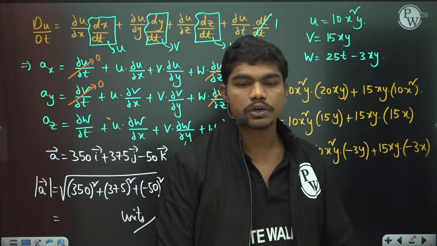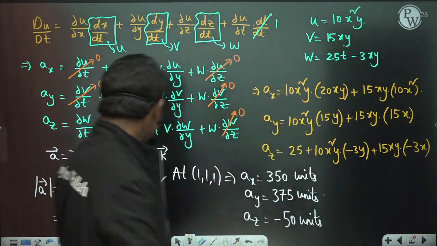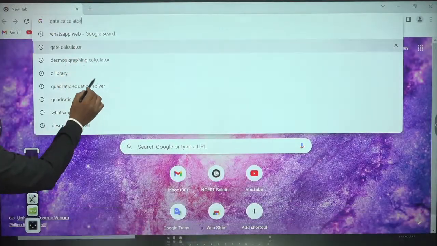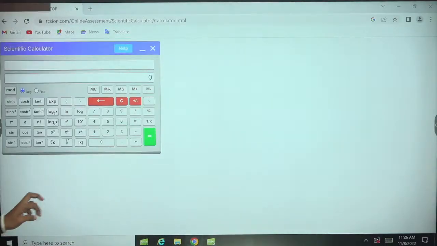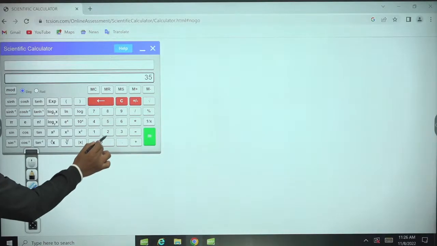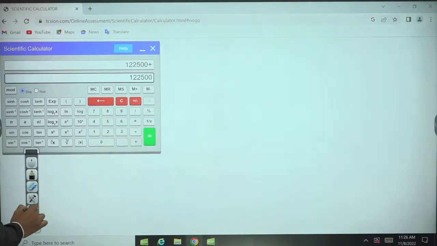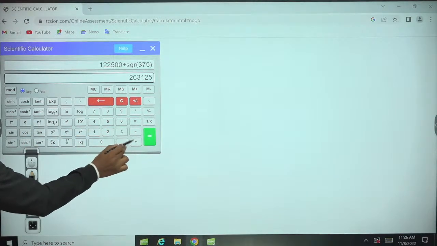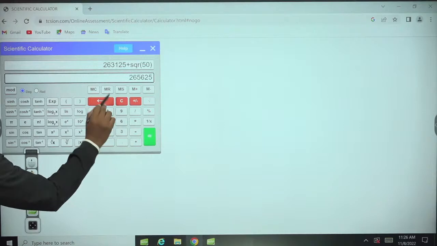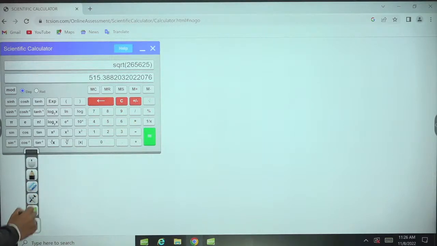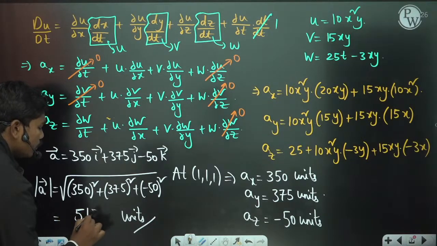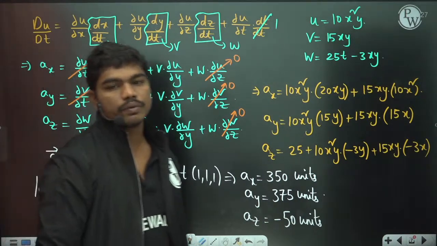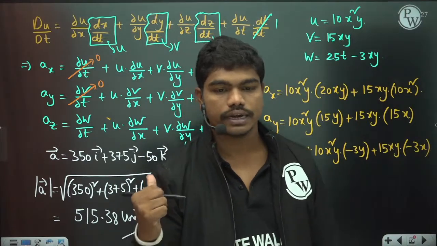x equal to 1, y equal to 2, acceleration is okay 515.3. Let us calculate 350 square. Let us take a virtual calculator. So 350 square plus 375 square plus 50 square. If you simplify this, the square root of this is 515.38 units.